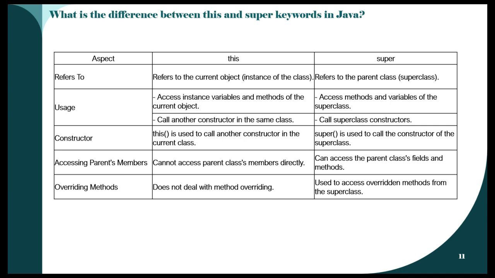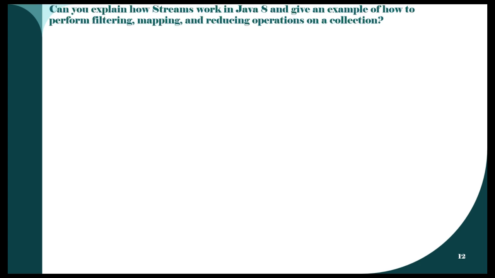Now when it comes to overriding, it does not deal with a parent and child relationship. It is going to deal with the same class, right? So it will not involve method overriding. But in super we are dealing with method overriding, and we have a superclass and subclass relationship over here. That's what the difference is about.